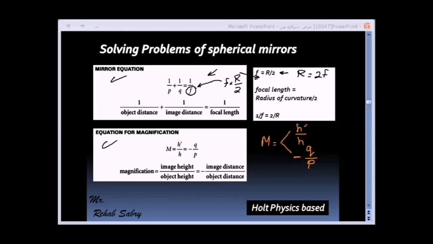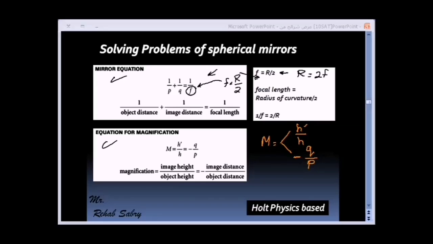M stands for what? Magnification. Magnification, excellent. H dash stands for? The image height. The image height or the image size, excellent. So H dash stands for the image height.